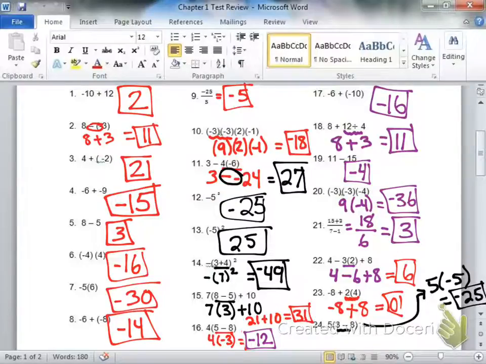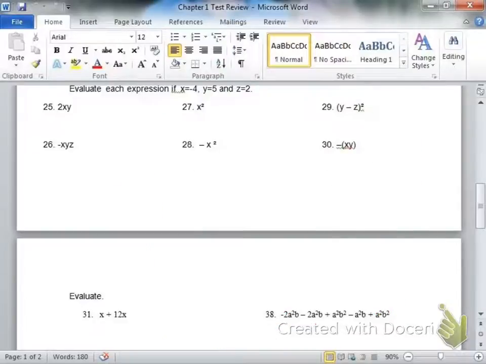Raise your hand if you have any questions. We take the variables out. We put the numbers in. So for number 25, I'm taking the x out. Instead of an x, what am I going to write? Negative 4. Put that in parentheses. And instead of a y, what am I going to put? 5.